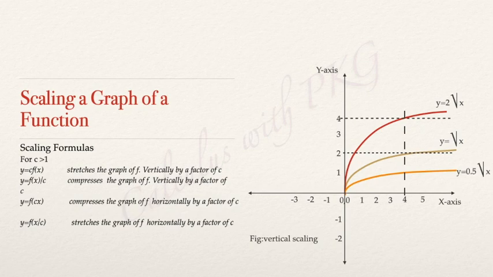Similarly, when the graph is compressed by a factor of 2, then at x equal to 4, the value of the new function will become 1. So from this graph, we understand what is the vertical stretching of the graph and compression of the graph vertically. That is, at the same value of x, the output of the original function will be stretched by a factor of c and will be compressed by a factor of c.